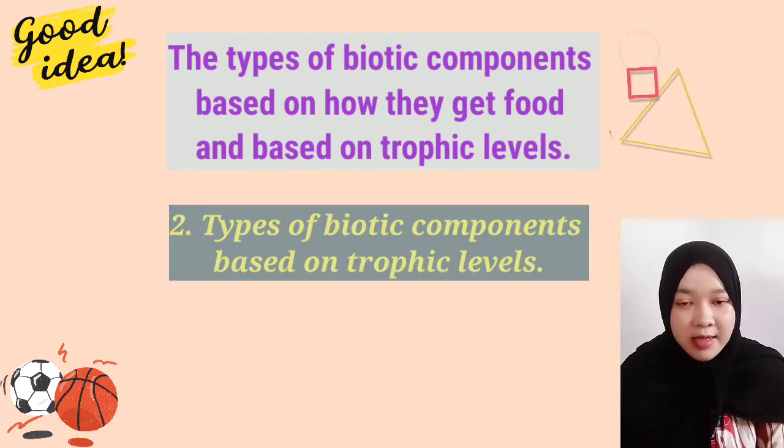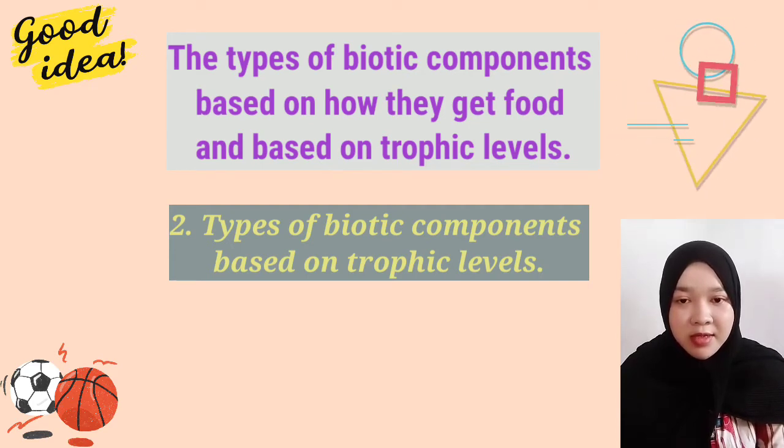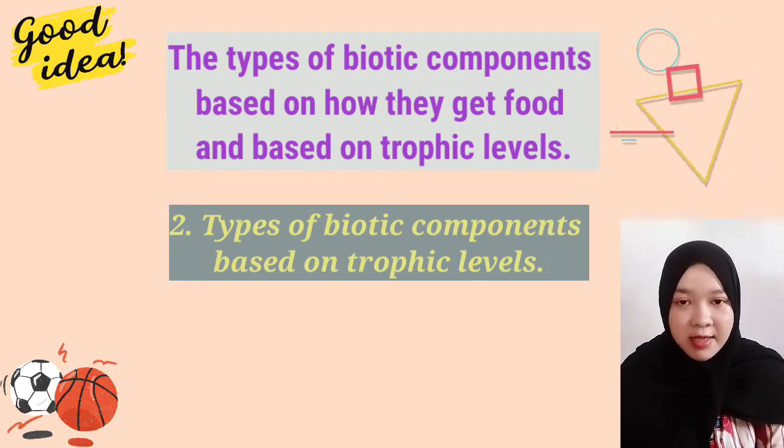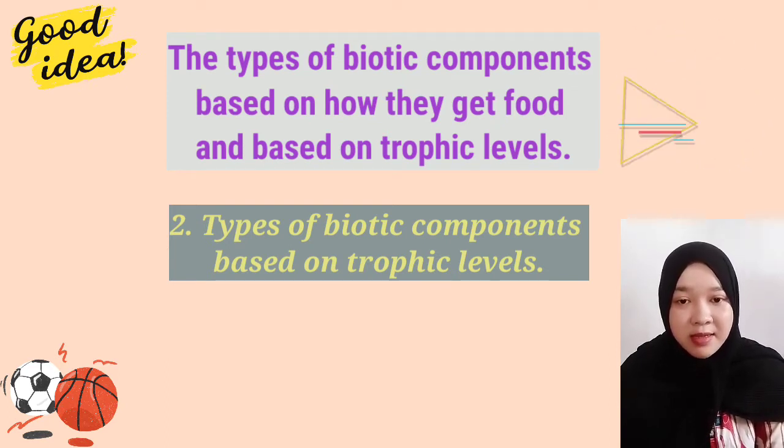Types of biotic components based on trophic levels. First, there are autotrophs, producers because they can produce their own food through photosynthesis. Examples: seed plants, phytoplankton, algae, mosses, ferns. Next is the heterotroph. Heterotroph components act as consumers because they cannot produce their own food.